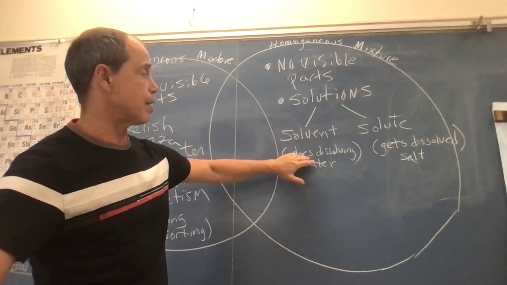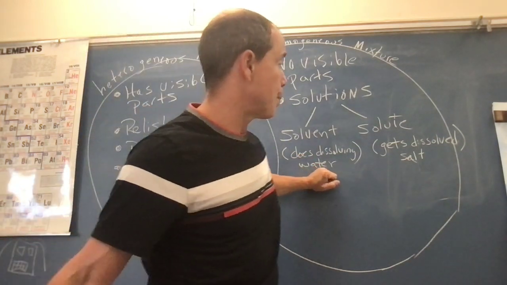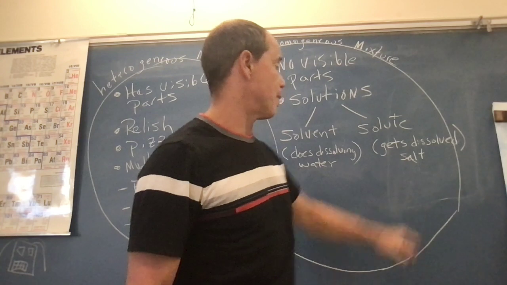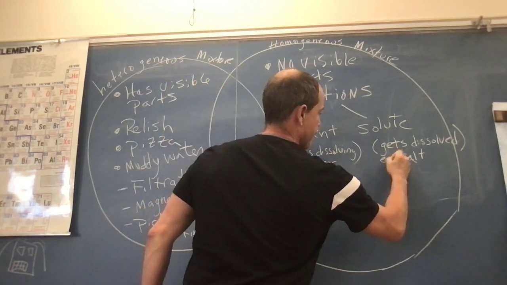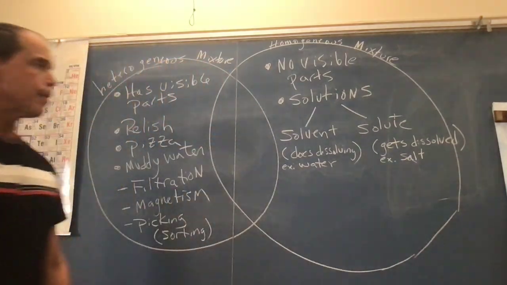And the solvent does the dissolving. An example of a solvent could be water, and a solute gets dissolved. An example of that would be salt. So I'll just put a little example stamps on those two parts right there.